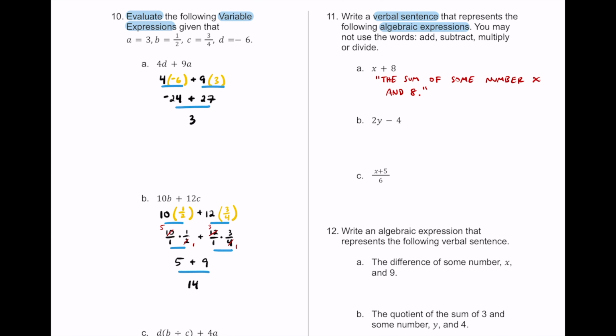For A, something you could write is the sum of some number x and 8. You could also write something like some number x increased by 8. You can also say something like 8 more than some number x. There's many correct answers you could write here. So those are all good answers that you could write as well. I just wrote down one possibility.